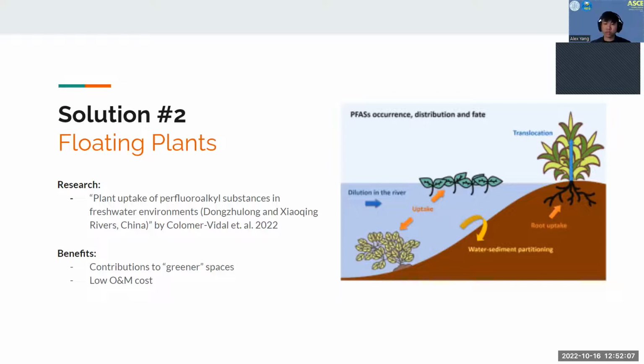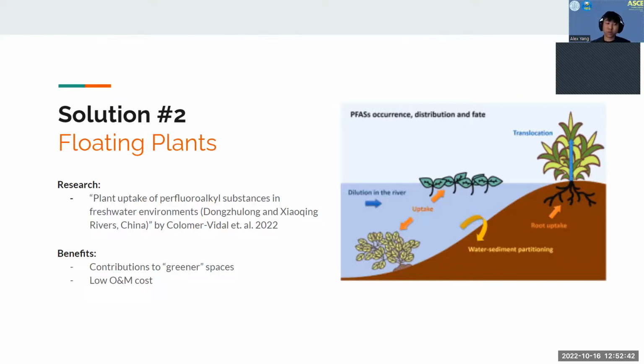The second solution is targeted at bodies of water that may be exposed to PFAS. In a recent research paper titled Plant Uptake of Perfluoroalkyl Substances in Freshwater Environments, conducted primarily in Dongzulong and Xiaoqing rivers in China with high PFAS concentrations, it was found that floating plants were very effective in absorbing PFAS from contaminated sources due to their high uptake capacity and large proliferation rate, and could eventually be used for remediation of PFAS. My proposed solution would be introducing floating plants into freshwater bodies such as rivers and portions of reservoirs to be able to absorb PFAS and ultimately reduce the PFAS exposure within the environment.